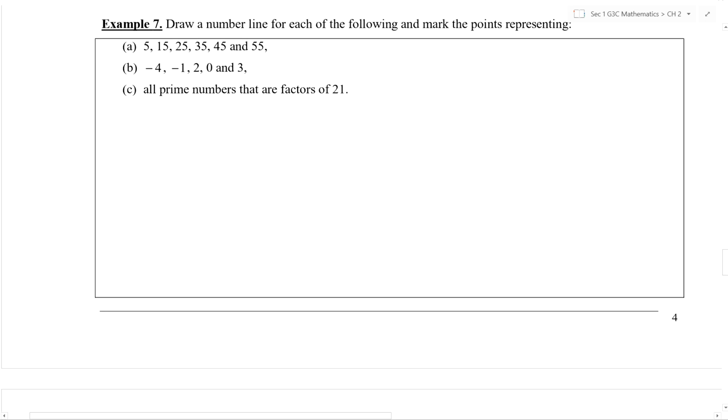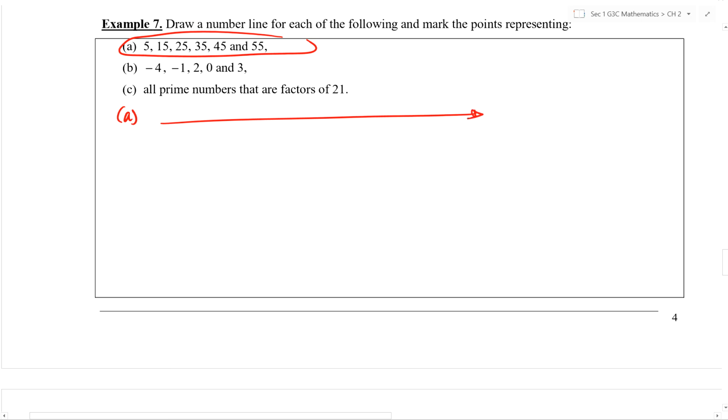Draw a number line for each of the following, mark the points representing. Okay, now for part A, let's be smart. Do you want to mark out all the integers from 1 until 55? No. So what is a good idea? What should our intervals be? 5? Okay, I think 5 is reasonable.